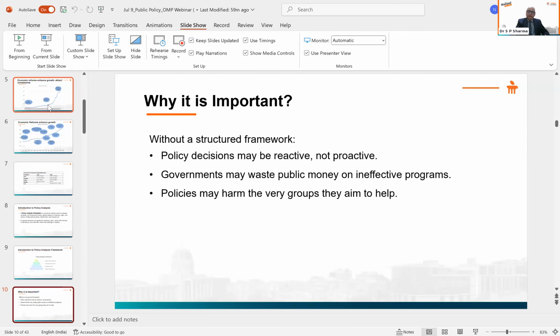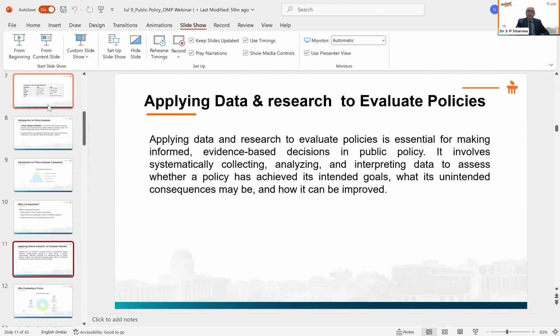So we have to be very cautious in formulating public policies and implementing them at the ground level. There should be a set pattern and proper analysis of all such things, and applying data and research to evaluate policies. How to assess such kind of policies? What should be the evaluation criteria? That depends on the nature of the policies.